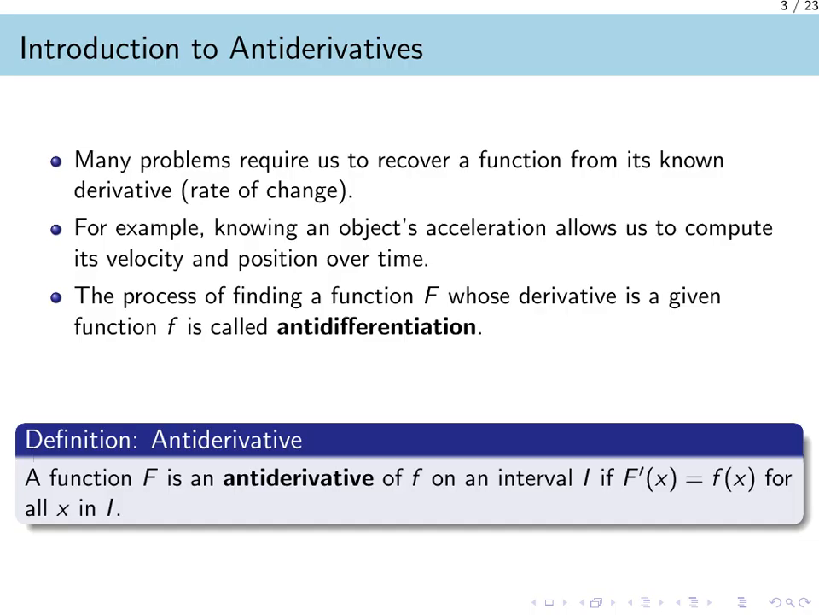For a tangible example, think about motion. If you know the acceleration of a falling object, you can use antidifferentiation to find its velocity. Then, you can apply the process again to the velocity to find the object's position at any moment in time. In short, finding an antiderivative means answering the question, what function has this given function as its derivative?